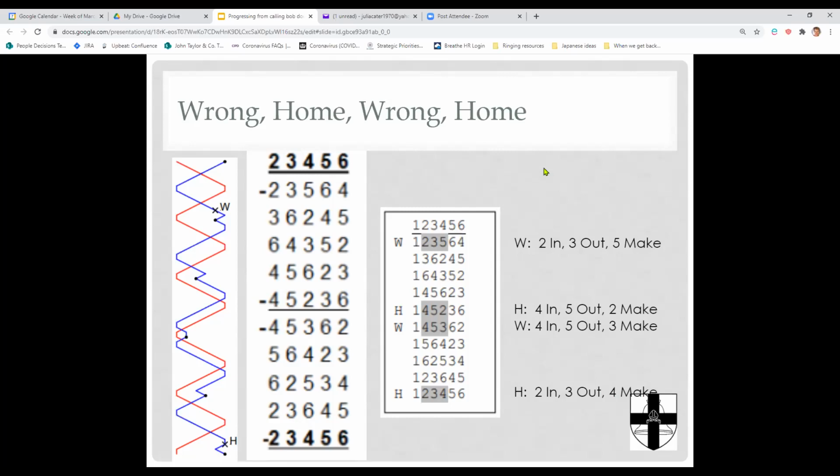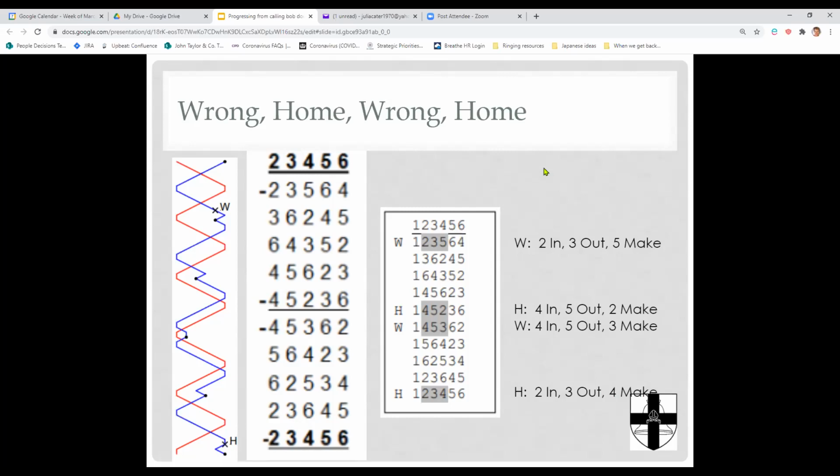Now the language of wrong and home. Sometimes I hear people say, if you wanted to call the second with a bob on 5-6 down, 5-6 up, 5-6 down, 5-6 up, so basically the same sort of pattern, would you actually say it's the second ringing wrong home? Some people do, and I have to say I find it quite confusing.